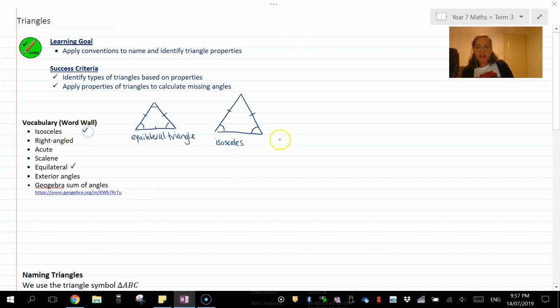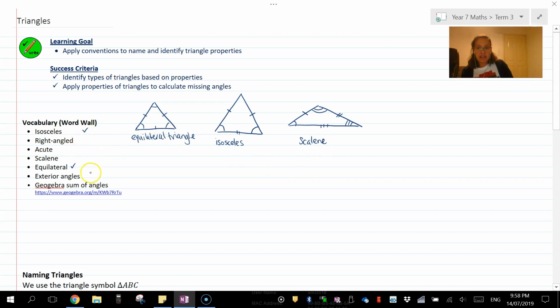Okay, and then you can also have when none of your sides are equal, which means that none of your angles are the same. And they all have different values. So that is what we call a scalene triangle.